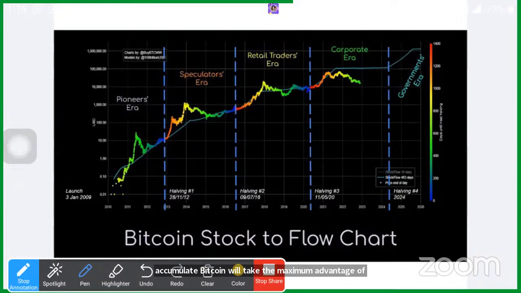So when is the best time to buy Bitcoin? When it is at the lowest. Can you see here? When was the first time you should have bought? That was when the price was at the lowest. This was the lowest point in each era.